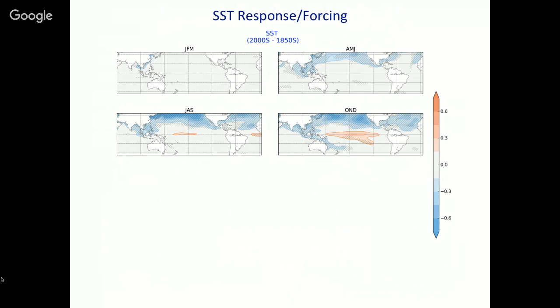So you can see that there is also a seasonality in the cooling response. But in addition to the cooling response, you can also see that in the tropics there is a warming response, which instead of peaking in the summer season, peaks in October, November, December. So this is for the first year. You could continue it for the second year.